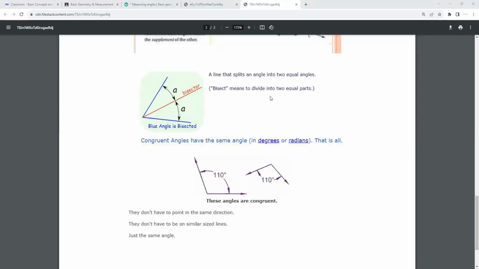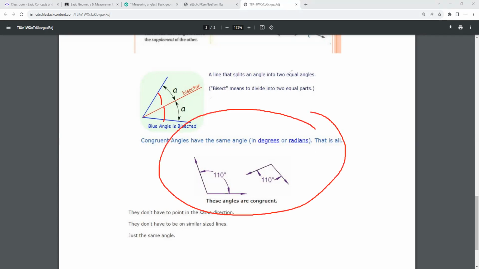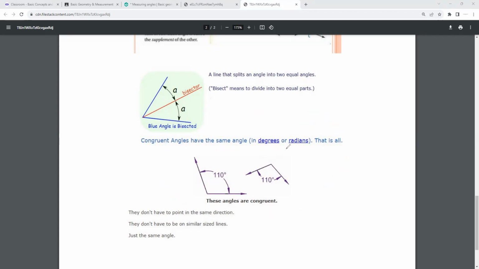So this is an angle bisector. If you split an angle in half, it's like cutting a piece of pie perfectly in half. They are congruent on both sides. You can measure angles in degrees or radians, but you're not going to see radians until you get to more advanced geometry and trigonometry and things. We will be measuring angles in degrees, like 110 degrees.